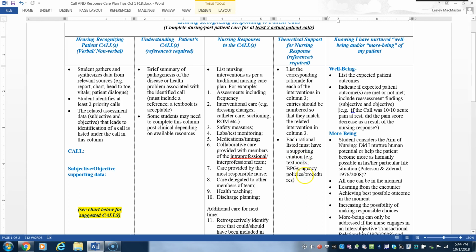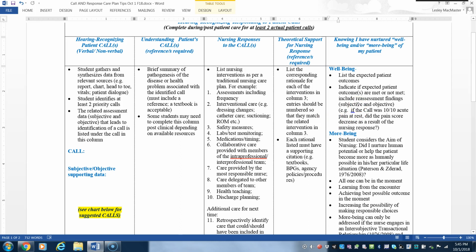It is essential that the student be able to provide a rationale for each intervention that they've provided in column 3. The final column is knowing that I have nurtured well-being and more-being for my patient.